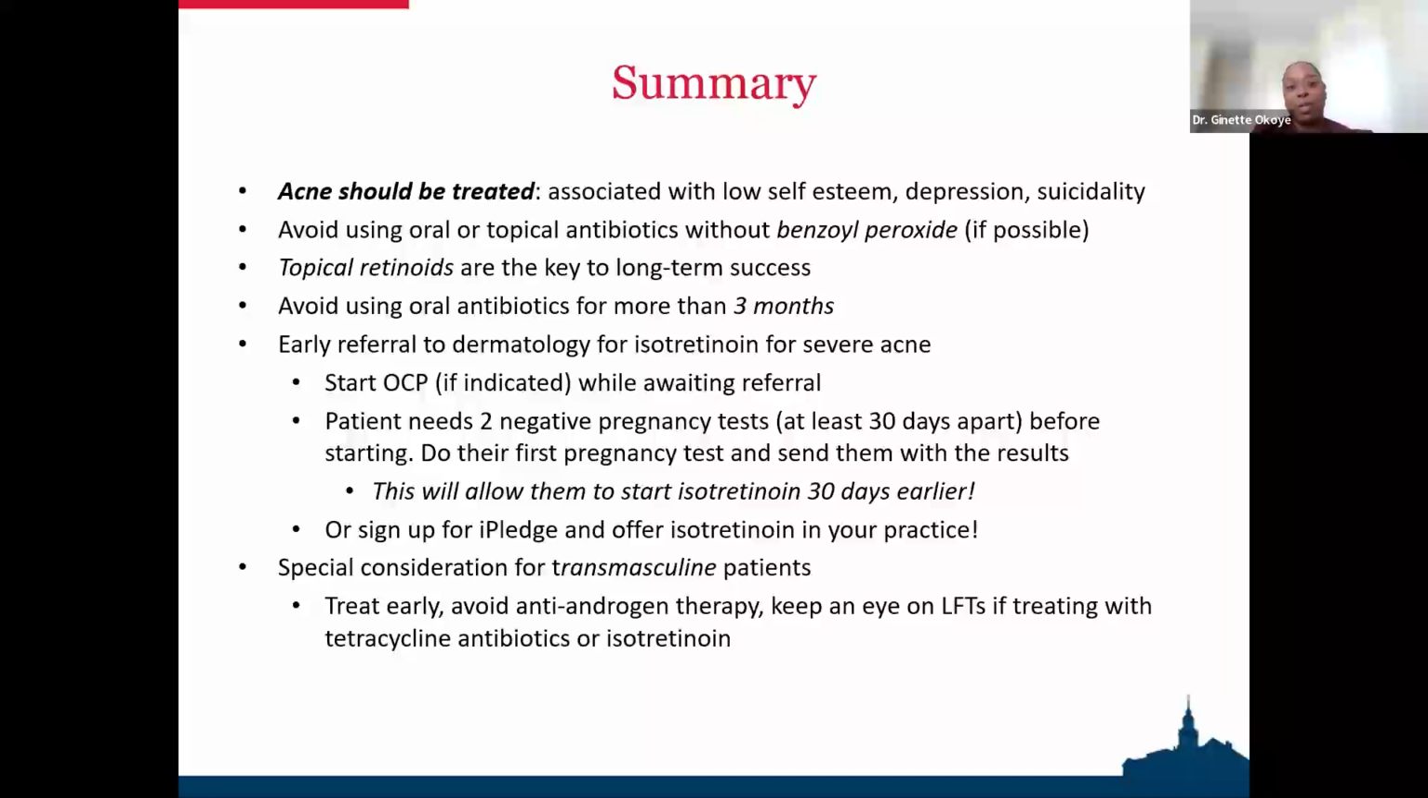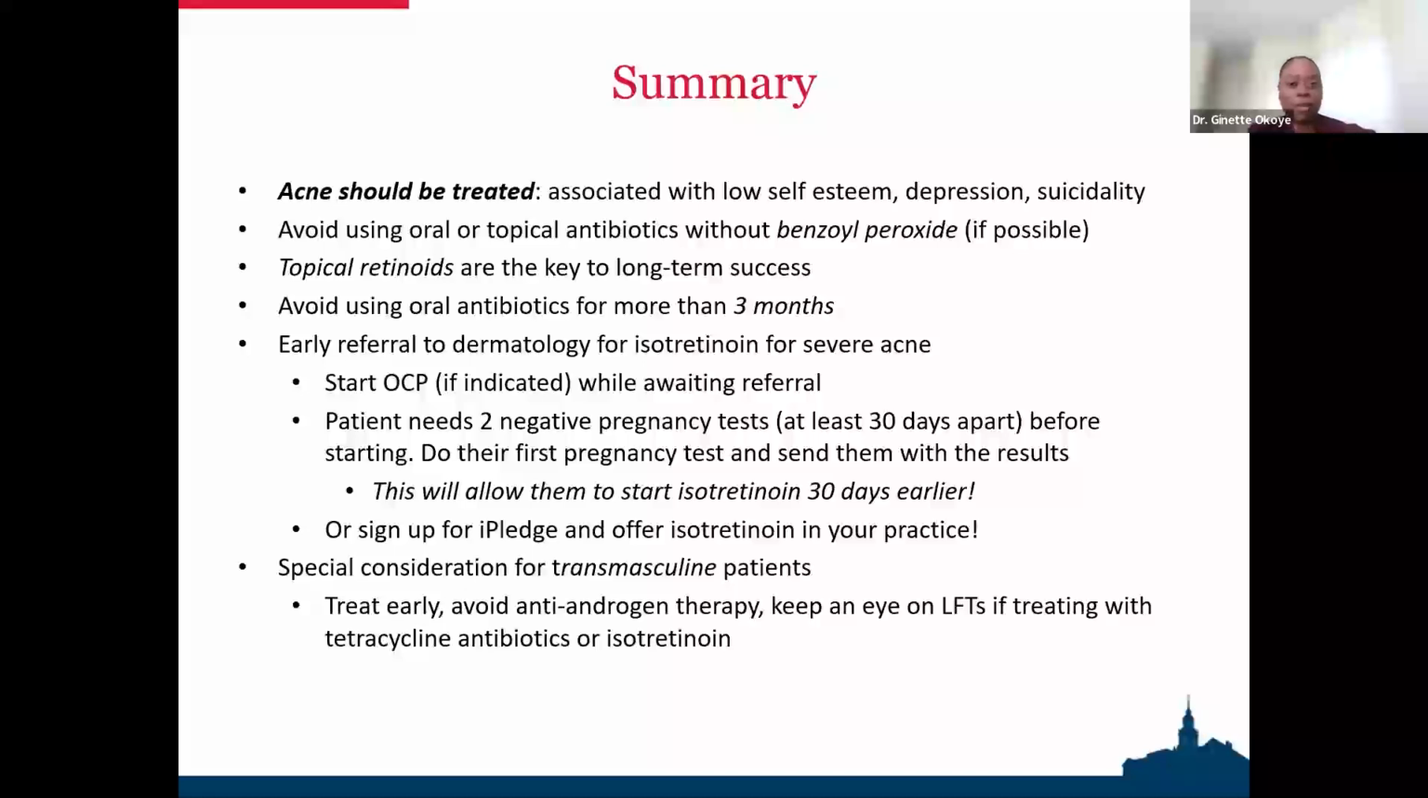And if you are going to do that and the patient can get pregnant, then I would get them started on an OCP while you're waiting for the referral, because they need to be on that OCP for at least 30 days before we can start isotretinoin. So you'll save them a ton of time if you do that. They also need 2 negative pregnancy tests that are at least 30 days apart before they can start isotretinoin. So if you start them on an OCP and you do a pregnancy test, you are saving them several weeks of starting the medication. So please do that.